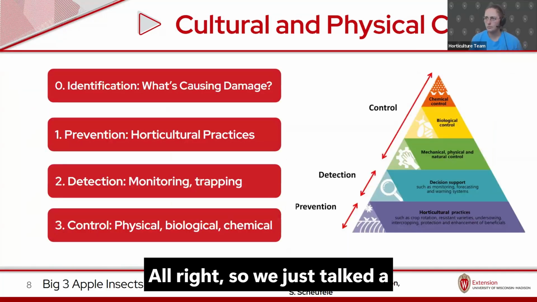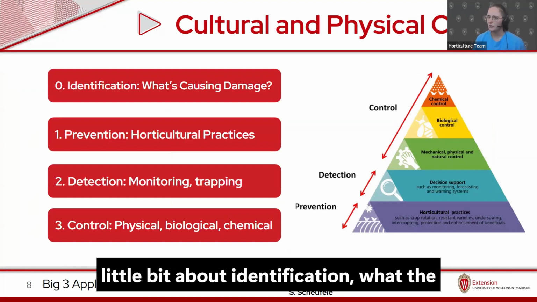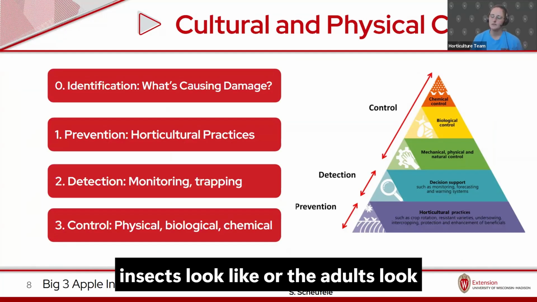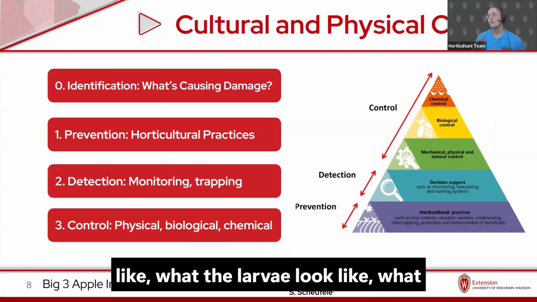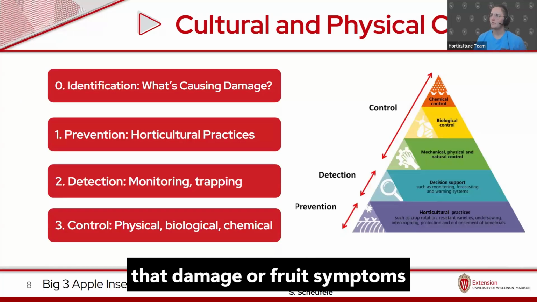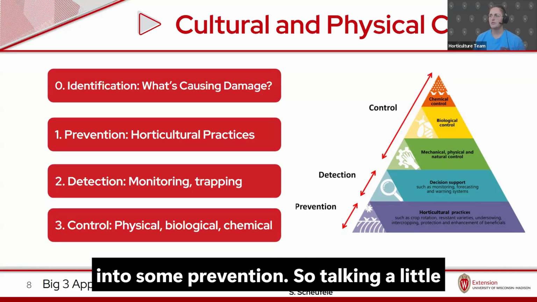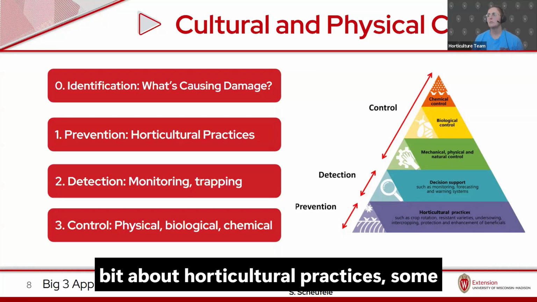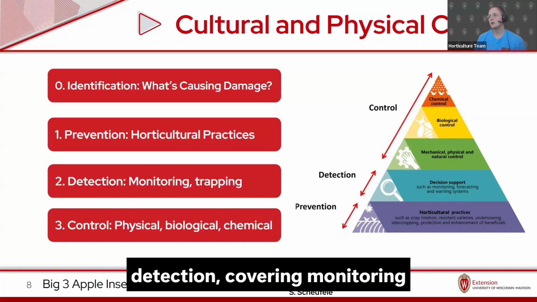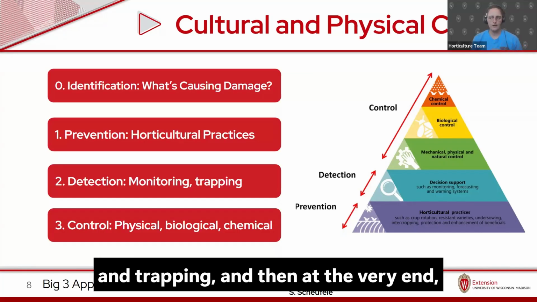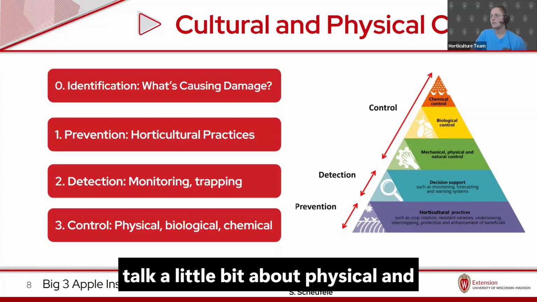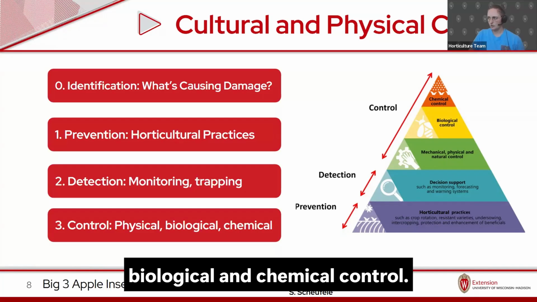All right, so we just talked a little bit about identification, what the adults look like, what the larvae look like, what that damage or fruit symptoms might look like. Now we'll jump into some prevention. So talking a little bit about horticultural practices, some detection, covering monitoring and trapping, and then at the very end, talk a little bit about physical and biological and chemical control.